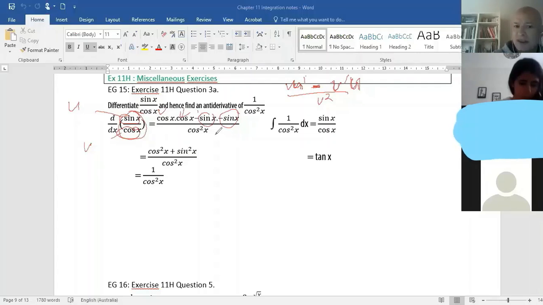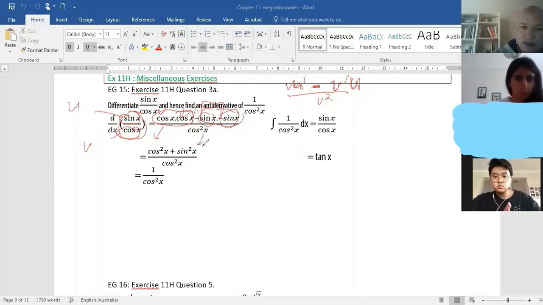We've got to simplify that, don't just leave it as it is. This rule you might not know, but this part you'll know: cos x times cos x is just cos squared. Sine x times sine x is sine squared, and two negatives, of course, become the plus. So that's how we get that part there.